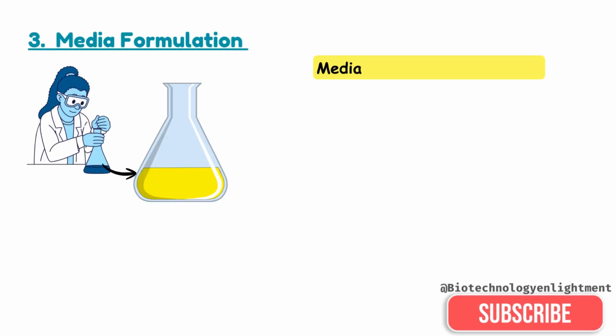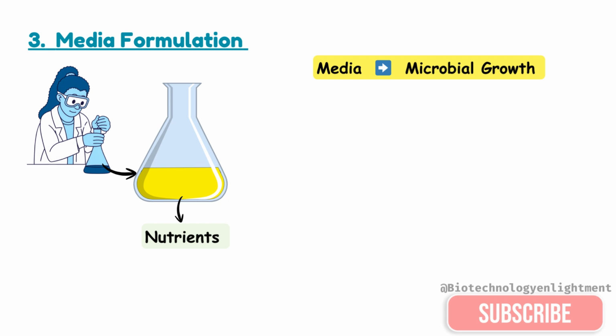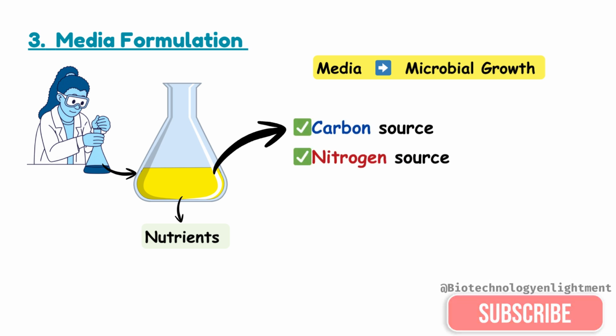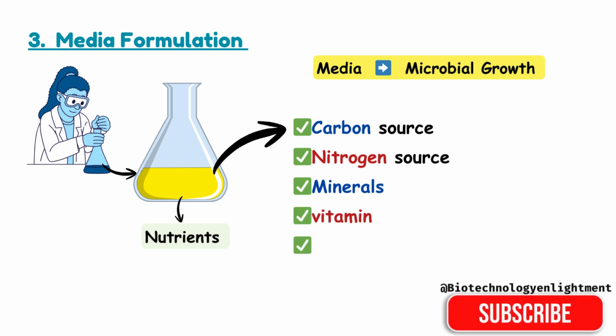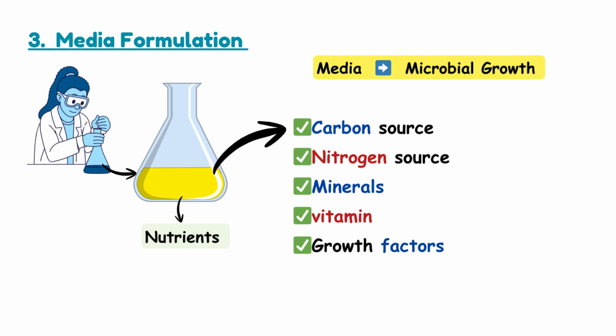Step 3, media formulation, where a desired media is prepared for the microbial growth, and the media will support the growth of the microorganism. The culture media will provide nutrients which are required for the microbial growth and development. The main components used for media formulation are carbon source, nitrogen source, minerals, vitamins, and growth factors. These should be included in the media so that they can support the microbial growth. Media should be cost effective and sterilized so it won't contaminate the cell culture.